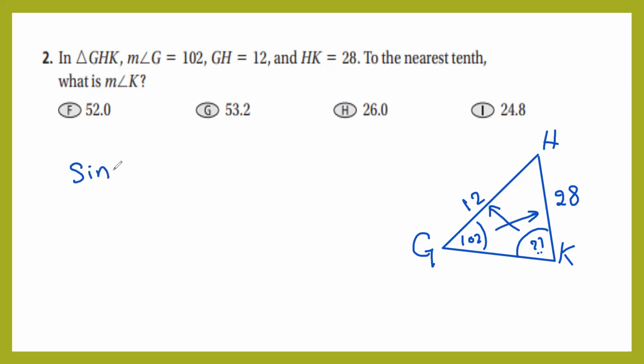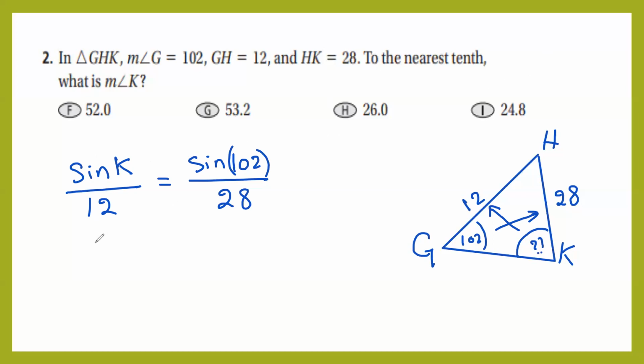K over 12 equals the sine of 102, which is the angle, over 28. But take care, I need the K, so I don't need the sine. So in this case, if you need the angle, use shift sine.